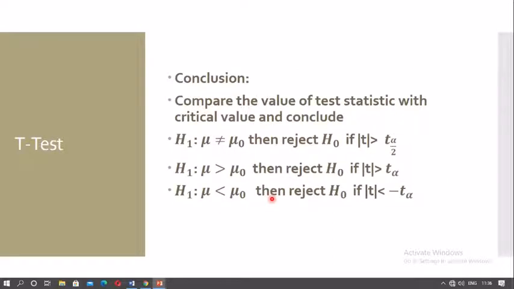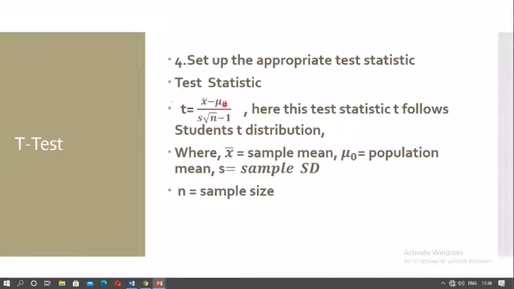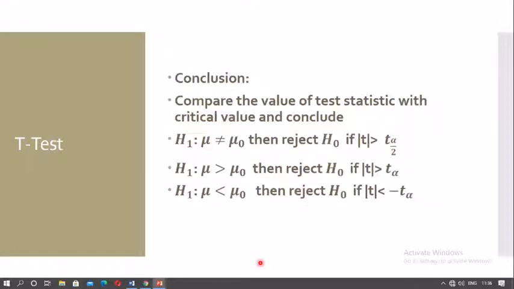Now the conclusion: you have to compare the value of the test statistic, that is the t calculated over here, with your critical value and come to a conclusion. If H1 is mu not equal to mu naught, then you reject H naught if modulus t is greater than T alpha by 2. If this is the scenario, then you reject H naught if t is greater than T alpha. And if this is the alternative hypothesis, then you reject H naught if t is less than minus T alpha. So that was the first test, regarding testing a single mean.